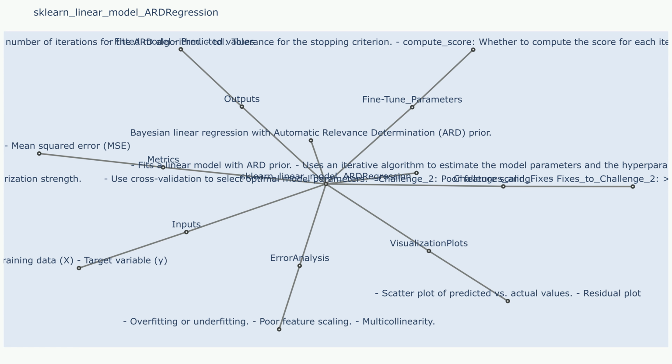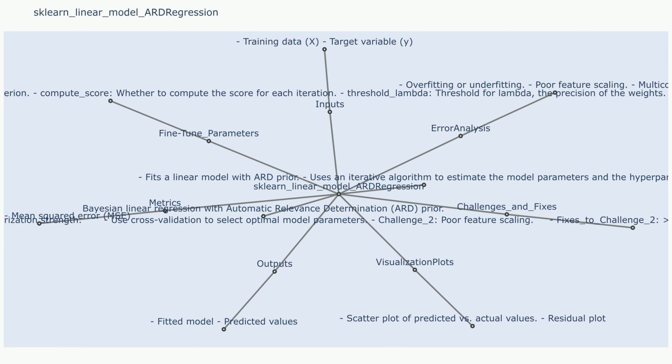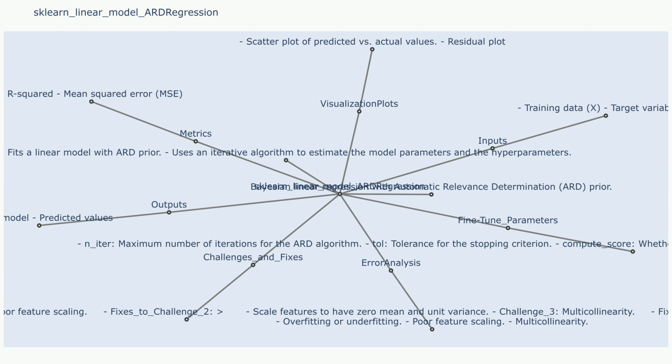Challenges and fixes. Challenge 1. Slow training. The optimization process in ARD regression can be computationally expensive, especially for large datasets and high-dimensional feature spaces. Sample use case. Training a model on a dataset with millions of samples and thousands of features may take a significant amount of time.